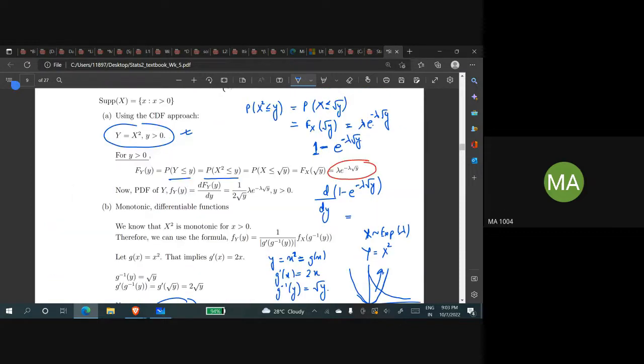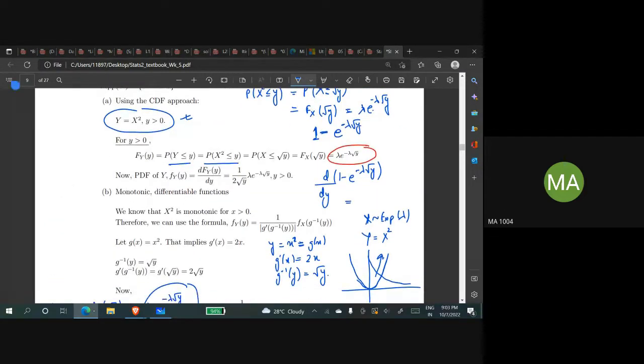And even if you use the CDF approach, you have to differentiate 1 minus e to the power minus lambda root y. So you will get minus e to the power minus lambda root y, divided by minus lambda, and root y is again 2 root y.